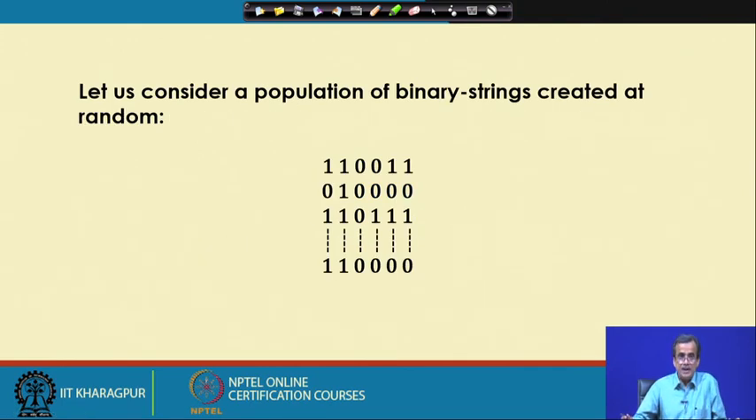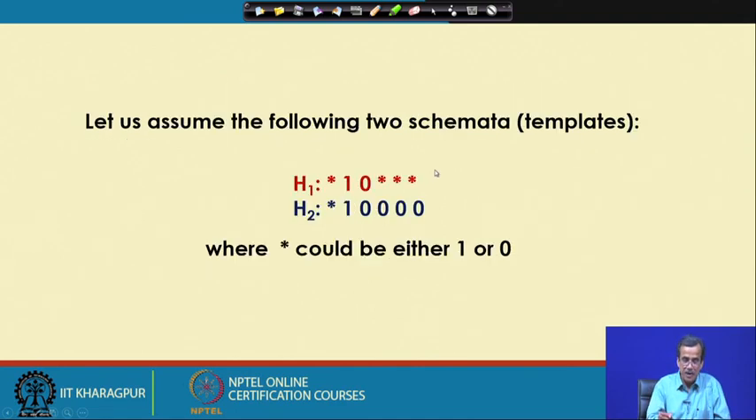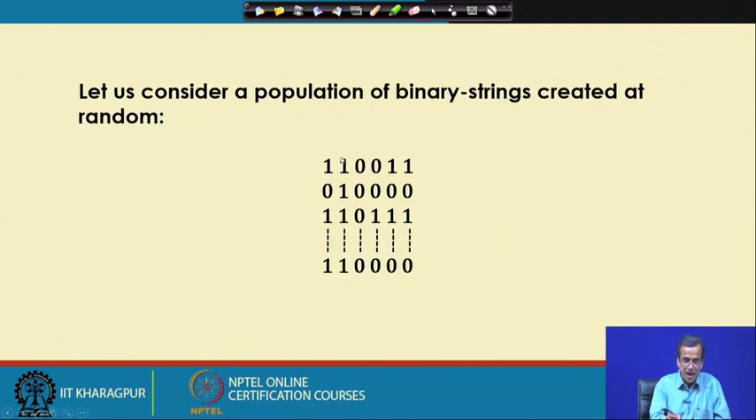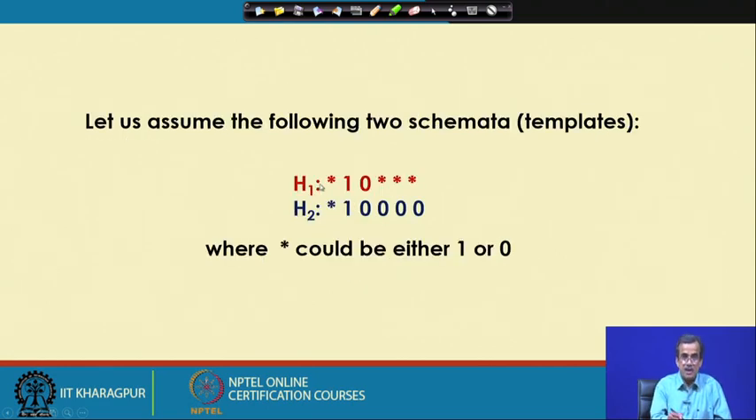Now, I can find out how many strings present in this population follow a particular template, that is H1. For example, H1 says star 1 0 star star star. Now, if I see the population, the first string follows 1 0 1 0 1 0 1 0. Of course, there are some hidden binary strings here, but all the 4 strings which I am showing here follow this first template, or the first schema.